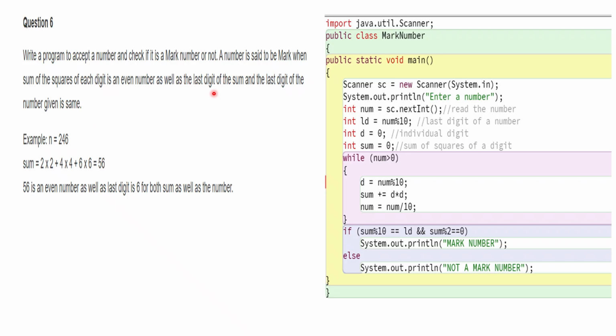As well as the last digit of the sum and the last digit of the number is given the same. For example, n is equal to 246. Square of all the digits sum is 56. Then this sum's last digit is what? 6. The original number's last digit is also 6. Since both are the same, you will say this is a marked number.